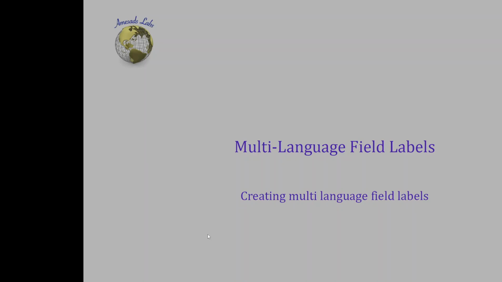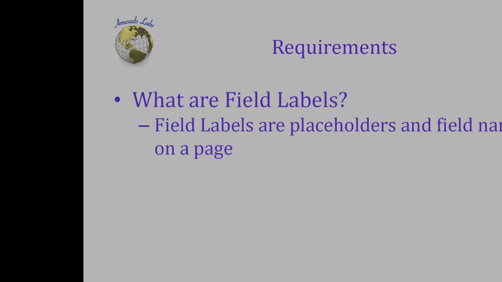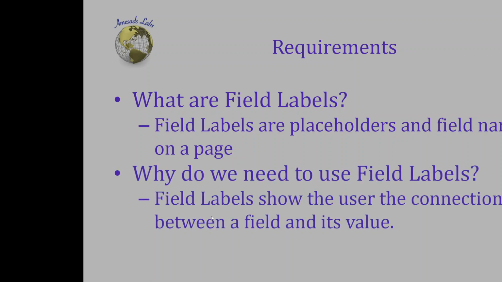So we have multi-language field labels. We are creating multi-language field labels in our application. Let's talk about the requirements. What are field labels? Field labels are placeholders and field names on a page. That was a page I showed you, or multiple pages. Why do we need to use field labels? Because we want to show you, the user, what the field is doing, as there's a connection between the field in the database, the field in the application, and its value.